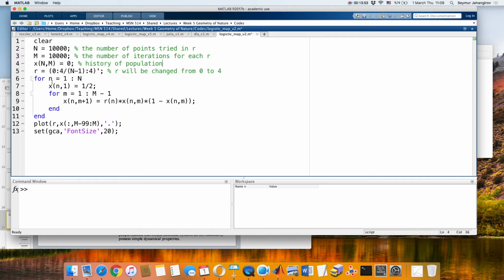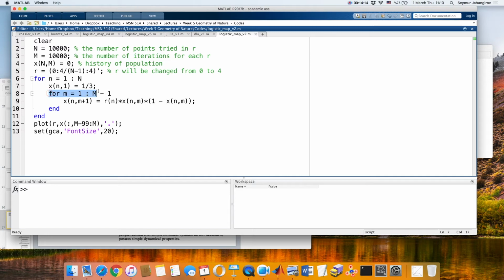Then, so I go from 1 to n. I set xn1 to 1 over 2. So I will always start with 1 over 2 population at the beginning. Then I start iterating. Okay. Let's start with 1 over 3. Later on, I realized that it's better.